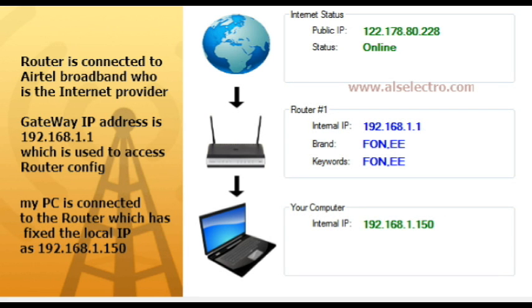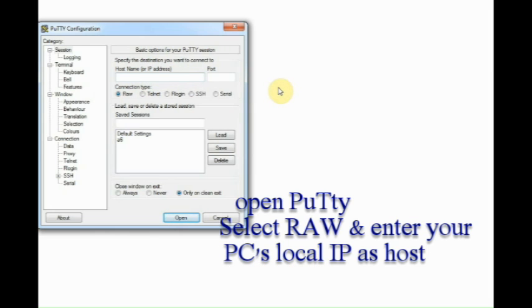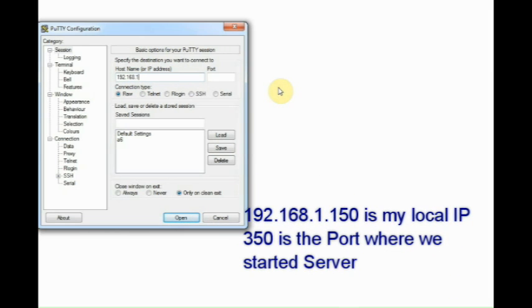This is my network scenario. The router is connected to the broadband service provider, which allots a public IP to the network. My PC is connected to the router over Wi-Fi, and the router has allotted the IP 192.168.1.150 to my PC.